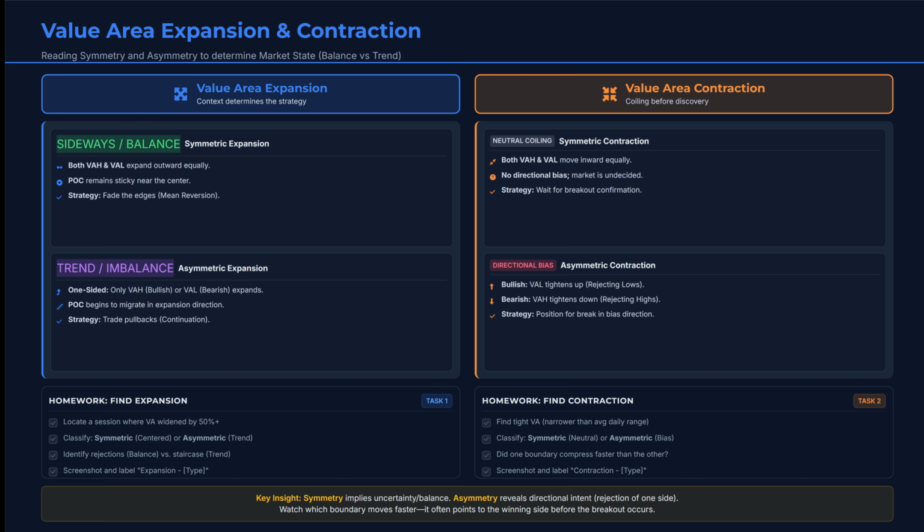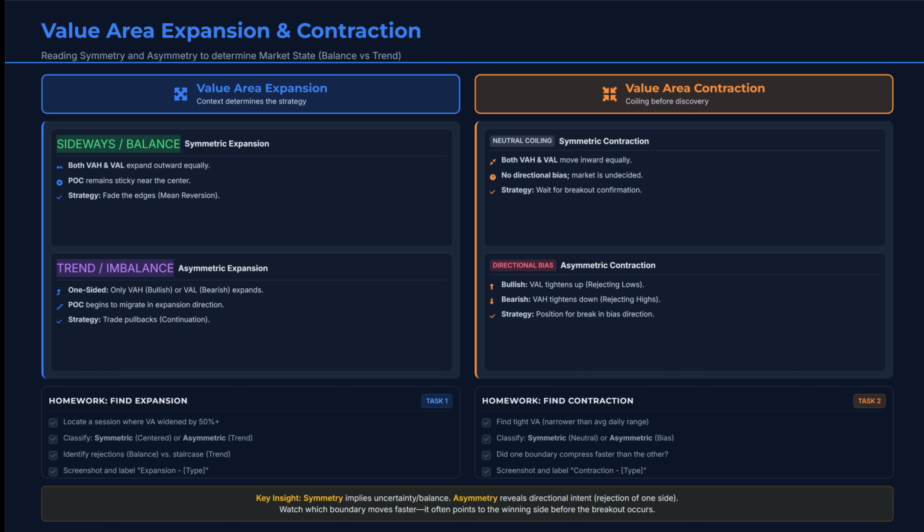Step 2. Classify it as symmetric or asymmetric. Ask yourself, did both boundaries compress inward equally toward the POC? That's symmetric neutral coiling. Or did one boundary compress significantly faster than the other? That's asymmetric directional bias. Step 3. Identify the characteristic behavior. For symmetric contraction, note the tight clustering near the POC with no clear rejection pattern on either side. For asymmetric contraction, identify which boundary compressed faster and mark the rejection patterns: lower wicks for bullish coiling or upper wicks for bearish coiling.